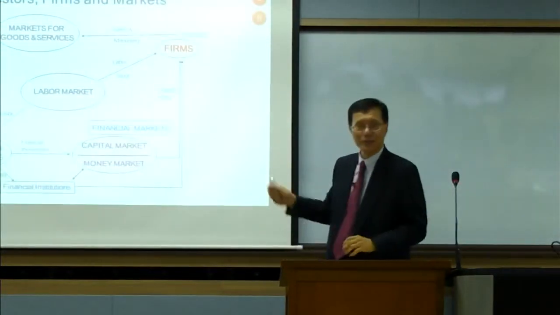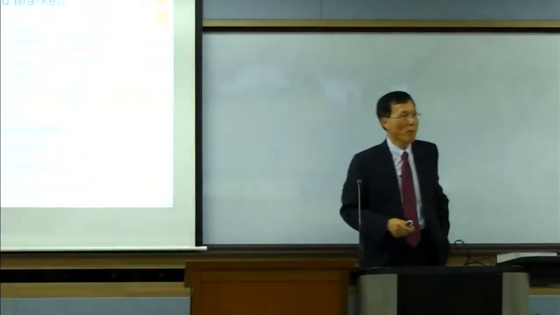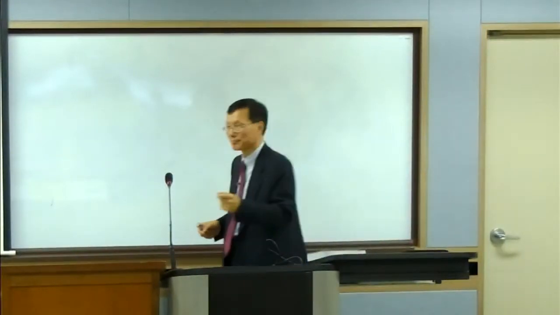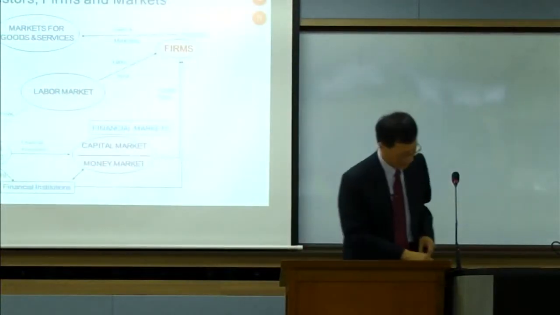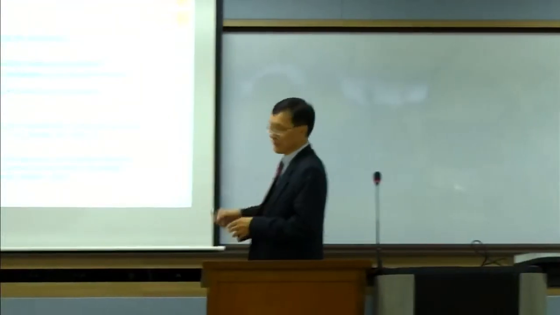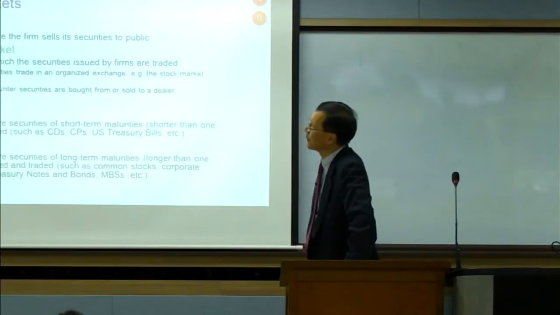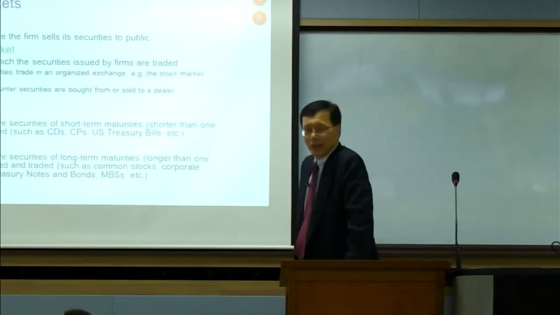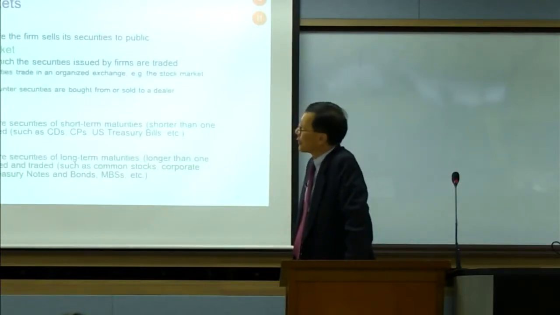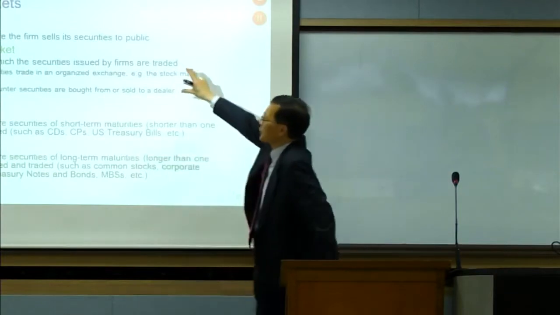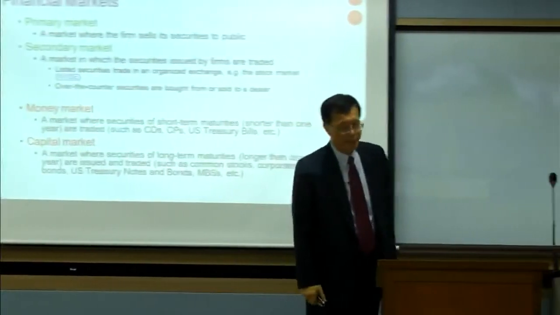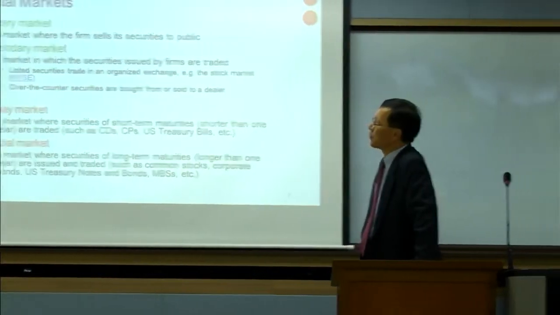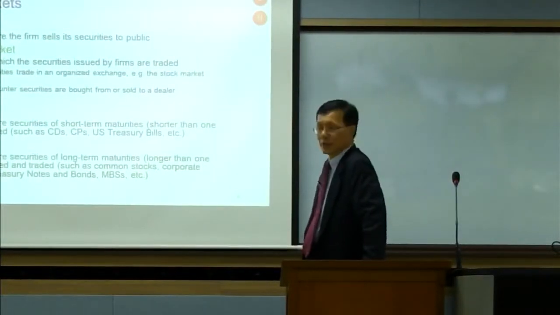Okay, any questions? Okay? Now let's move to the next page. Financial markets, as I explained, consists of primary market and secondary market. This is one classification, and another classification is money market and capital market. Primary market is a market where the firm sells its securities to the public.